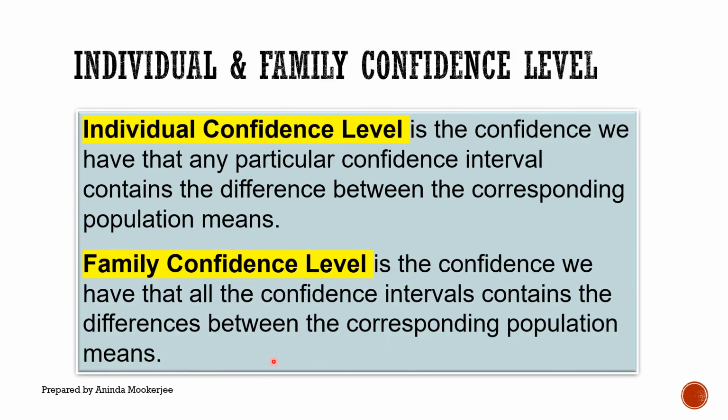Now for the confidence level in a Tukey method, there are two types of confidence level. One is called the individual confidence level, which is the confidence we have that any particular confidence interval contains the difference between the corresponding population means. And the other one is the family confidence level, which is the confidence we have that all the confidence intervals contain the differences between the corresponding population means.